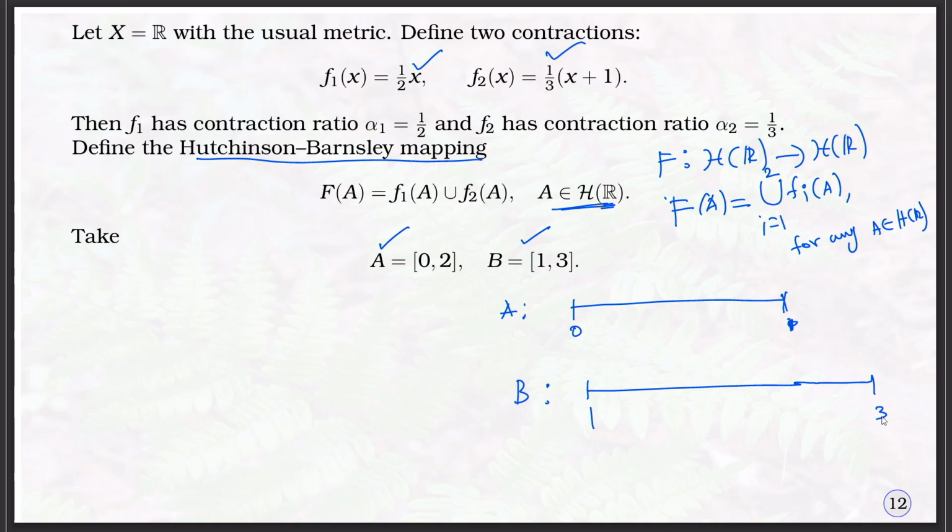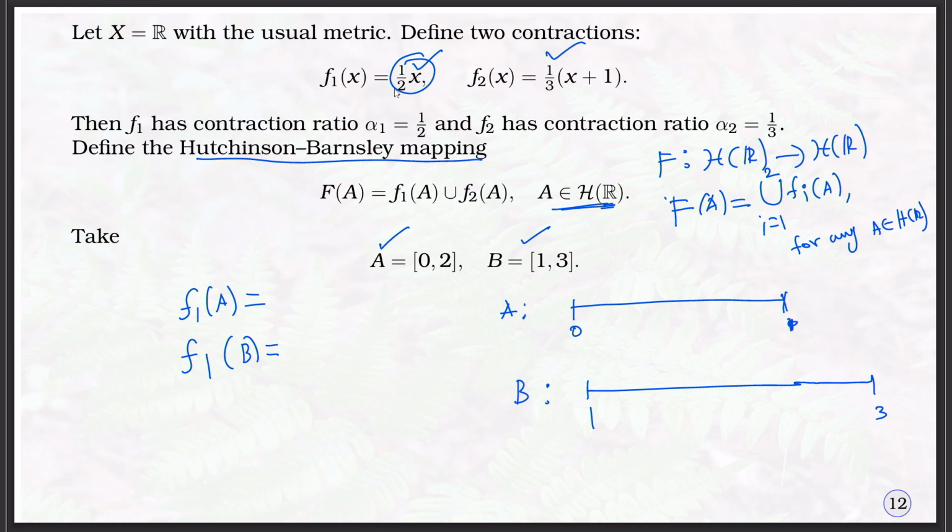Now, apply the mapping. We need to find what is f1 of A, and we need to find what is f1 of B. So, what is our function f1? f1 is x by 2.